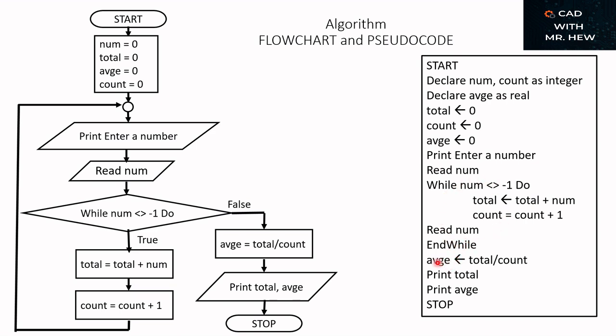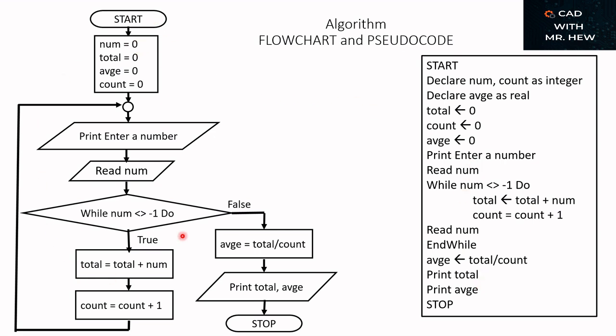Then the variable average will be assigned total divided by count. Then the program will print the value in the variable total and the value in the variable average on the screen. So it'll print the value for total and average on the screen.